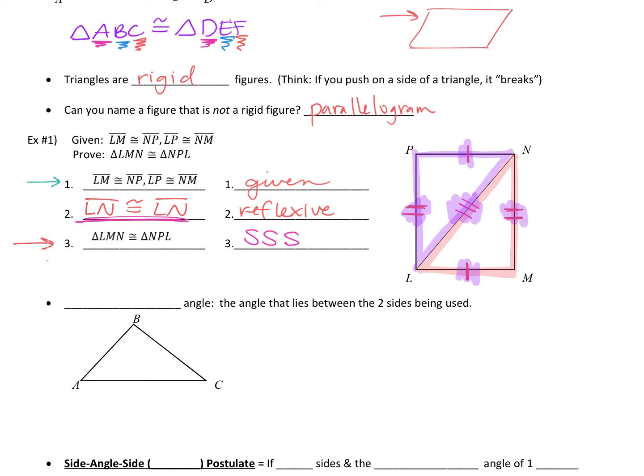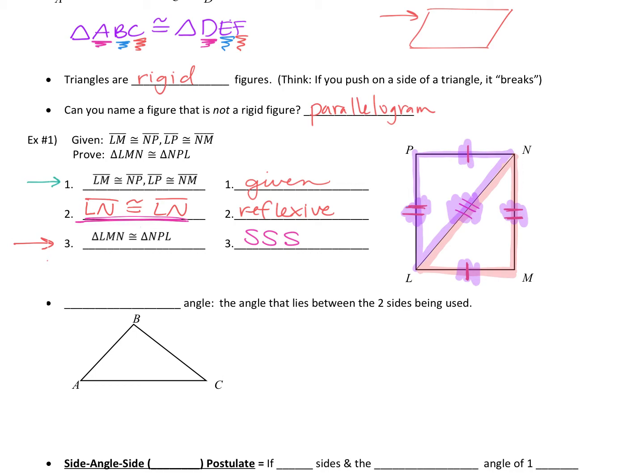The three sides of the one triangle are congruent to the three sides of the other triangle. Does that make sense? Hopefully. Tell me if it doesn't, and I will try a different way. Okay, so that's SSS.